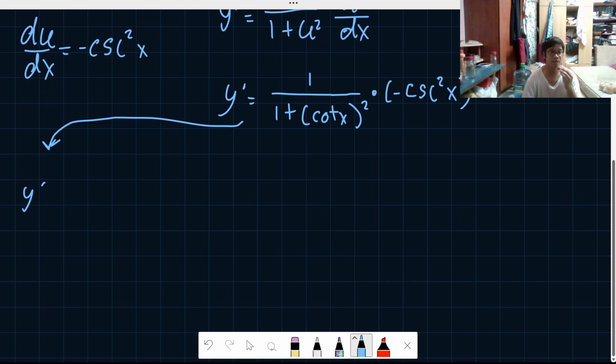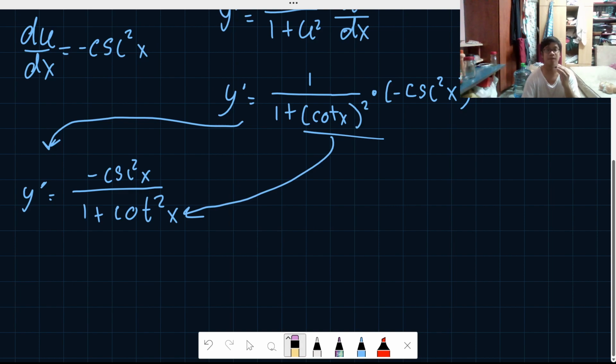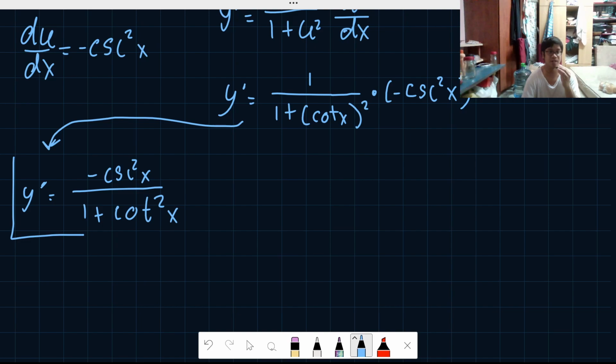So y prime is equal to 1 all over 1 plus the square of cotangent x times negative cosecant squared x. We will have negative cosecant squared x all over 1 plus cotangent squared x. The square of cotangent x is just the same as cotangent squared x. So here, we can actually leave our answer. This is our answer. Or we can still simplify this.